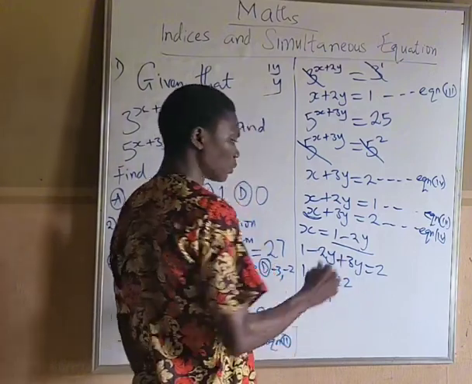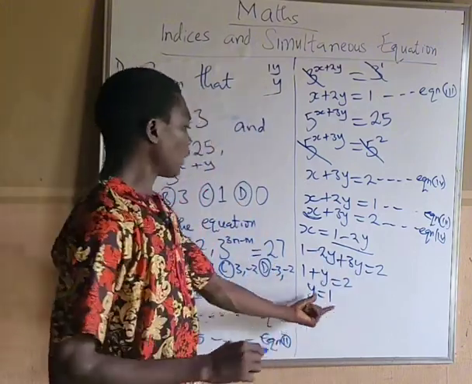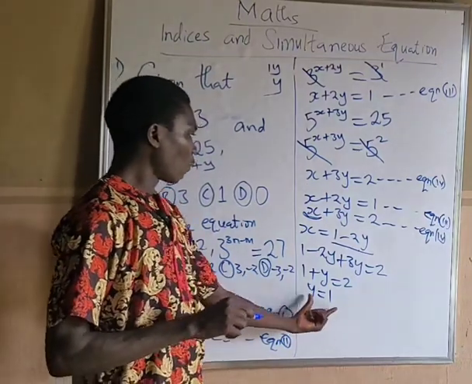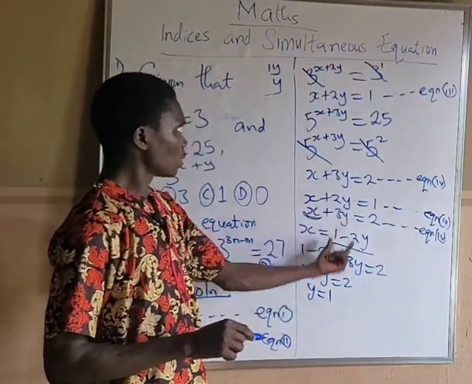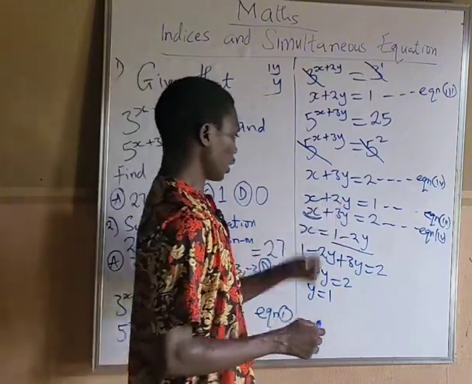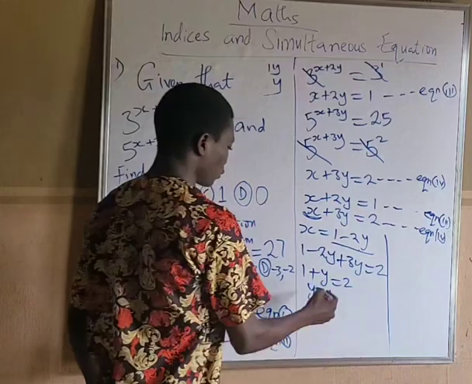And 2 minus 1 will give us what? 1. Now, our value of y is equal to what? 1. So let's substitute the value of y into any of these equations to get the value of what? X. So let's use equation 3.